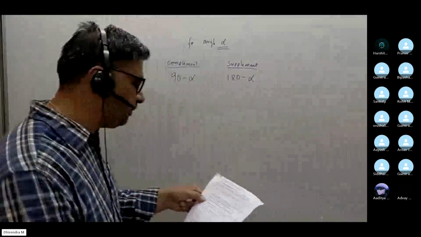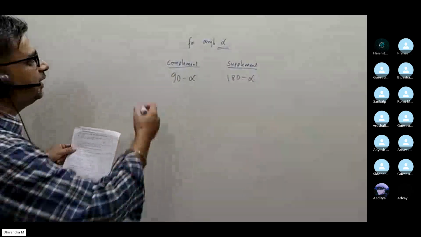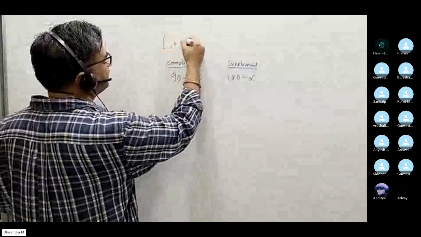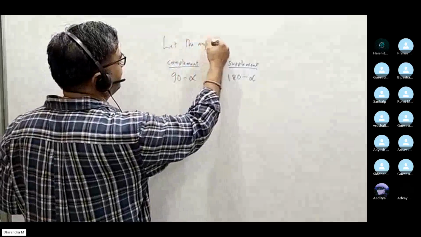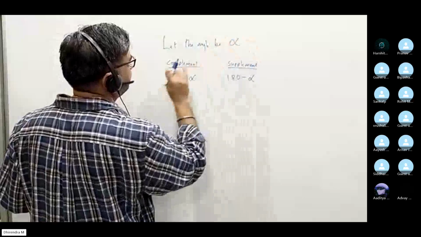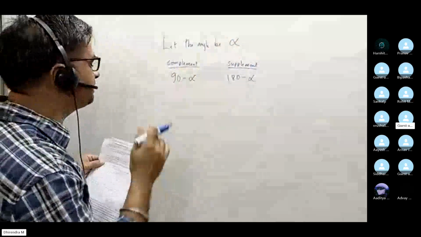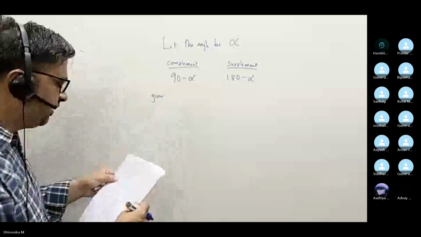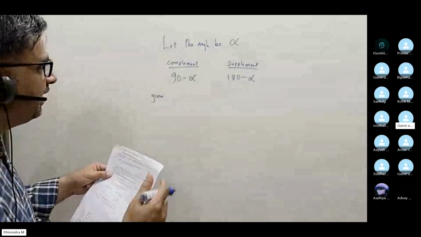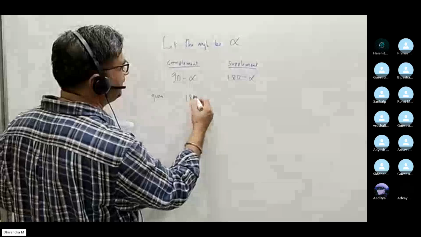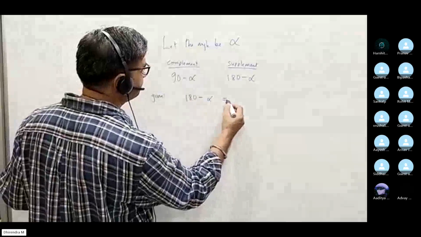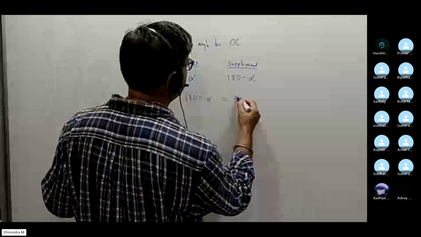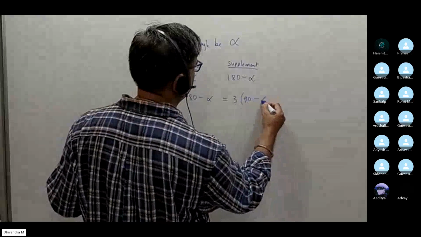Right. So we are talking about question number 27. If the supplement of an angle is 3 times its complement. Now let the angle be alpha. Then its complement is 90 minus alpha and supplement is 180 minus alpha. Now what is given? It is given that the supplement of an angle, which is 180 minus alpha, is equal to 3 times its complement.